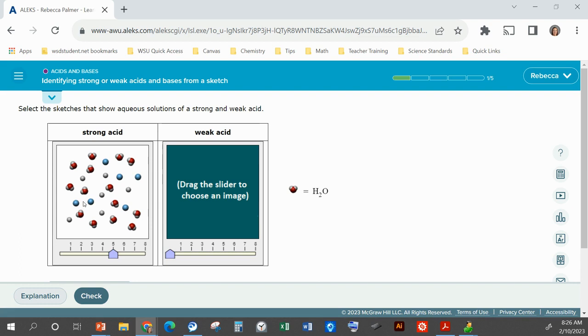But Alex doesn't like free floating hydrogens. They have to be attached to something. This one still has undissociated acid, so that's not right. This is hydronium and water. Hopefully it's this last one.